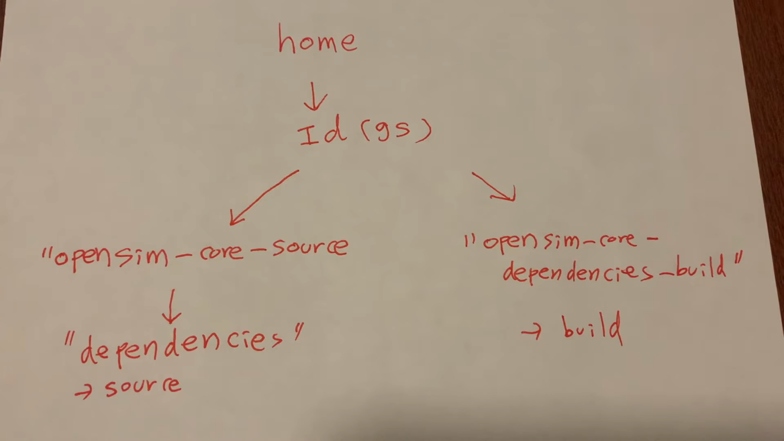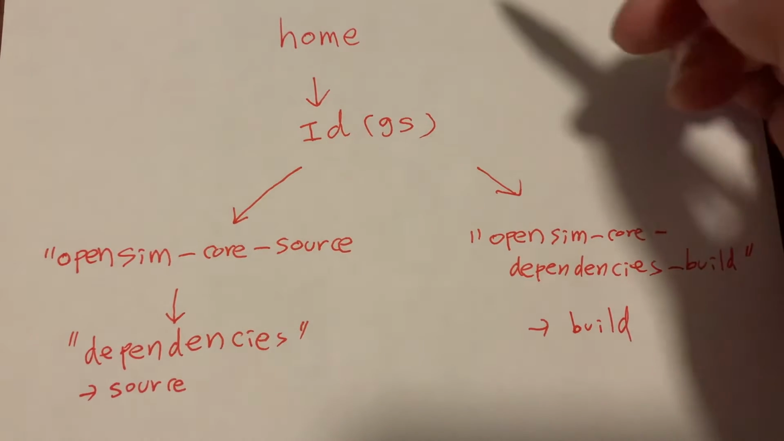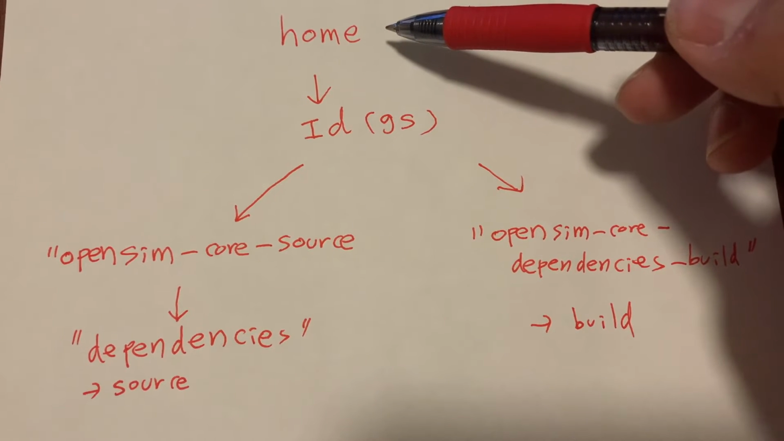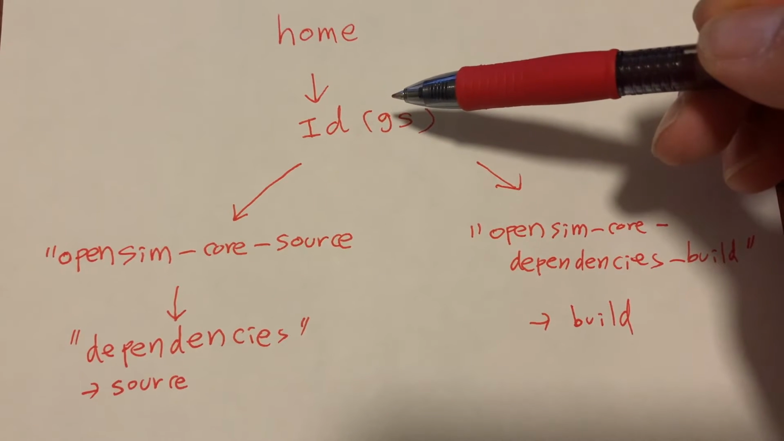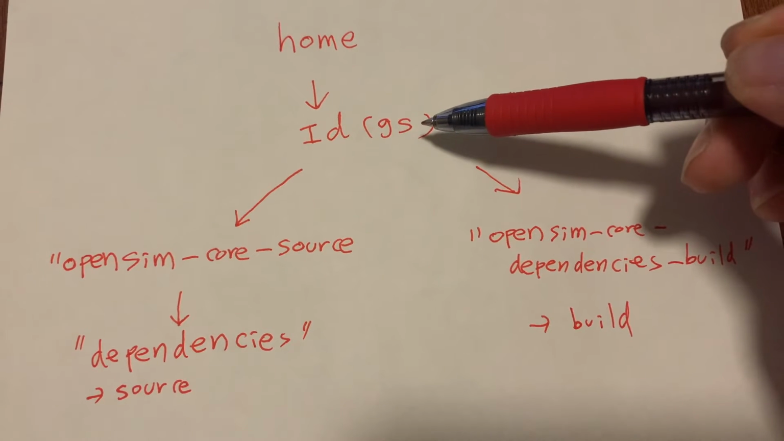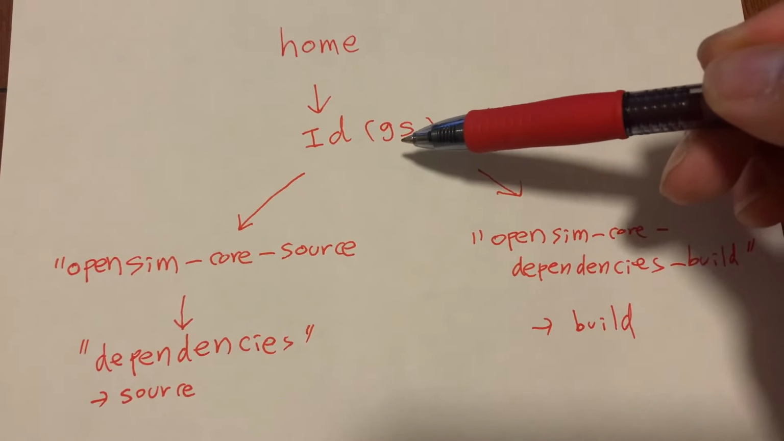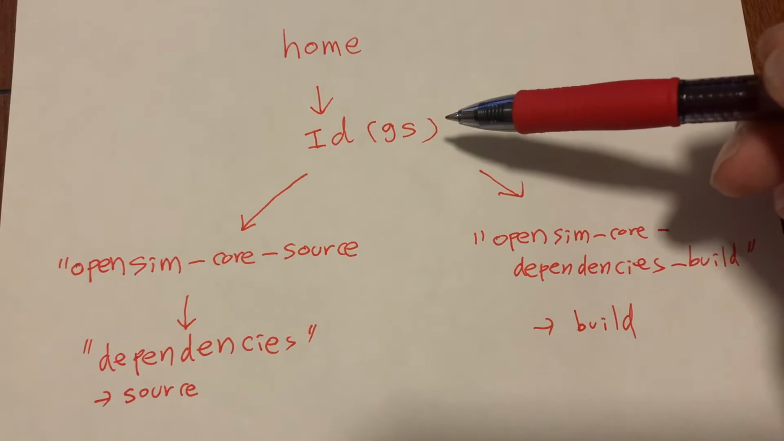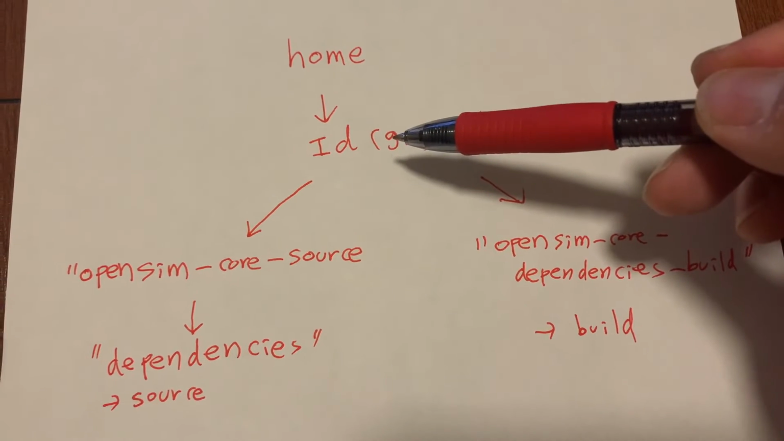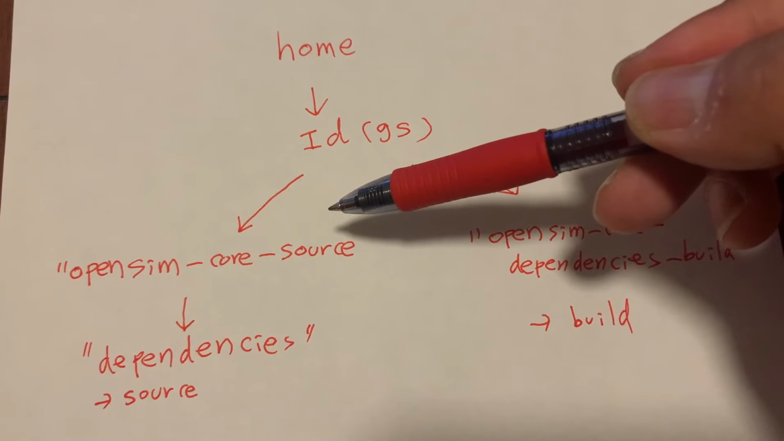Okay, so I just drew the structure of the folders. In Linux there is a main home folder. Then inside the home folder, there's your Linux account main folder. In my case, the name is GS because I named it GS. Then in this main folder, I made an Opensim core source folder.